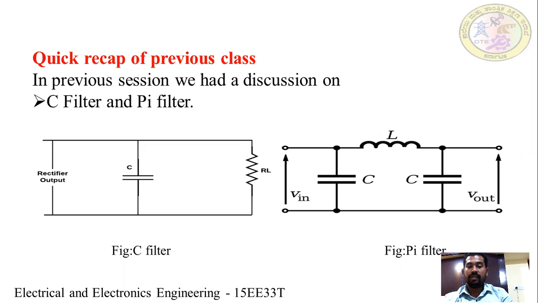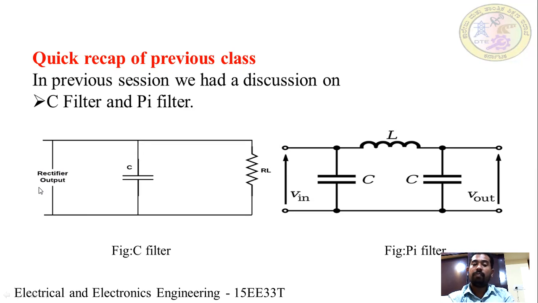The C filter is a capacitor filter which is used to block the AC contents coming from the rectifier output, and the output of the filter is given to the regulator circuit. The C filter consists of a single shunt capacitor in between the load and the rectifier. This rectifier may be a half wave, full wave, or a bridge rectifier.